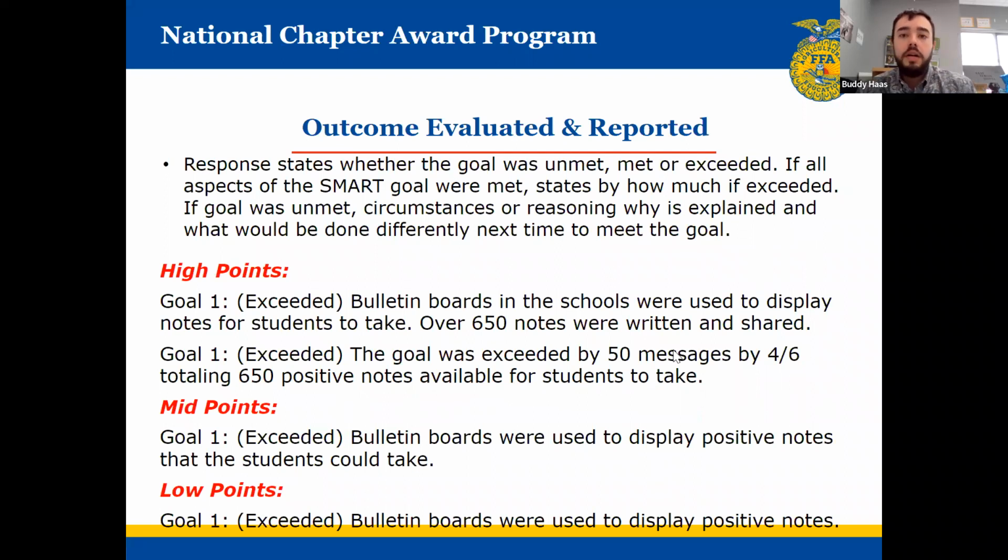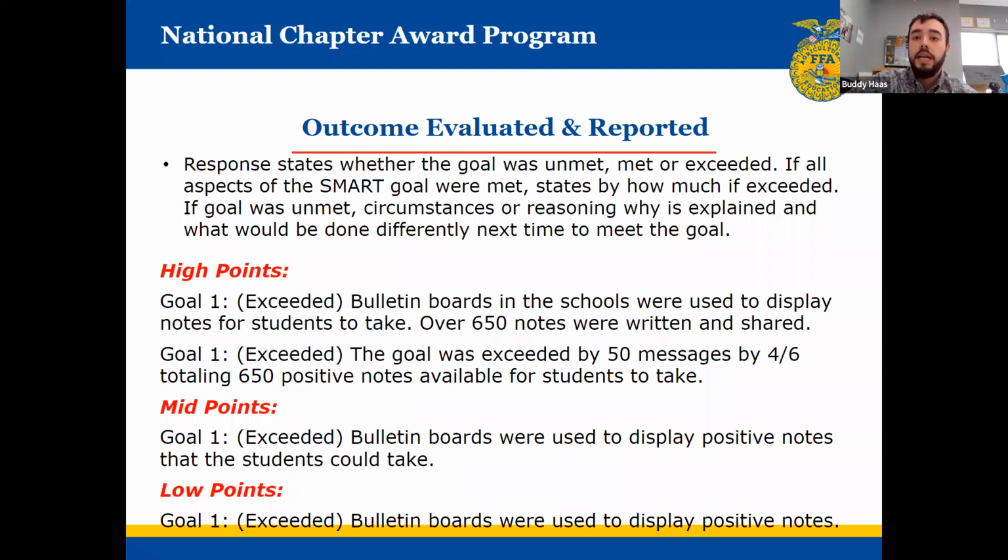Okay. Outcome evaluated and reported. For each goal, you'll have one goal, a plan of action, and then an outcome. For the outcome evaluated and reported, the responses state whether the goal was unmet, met, or exceeded. And the point value does not change or should not be hindered if a goal was unmet versus met versus exceeded. The point value should still be consistent with what the rubric is asking you to do.